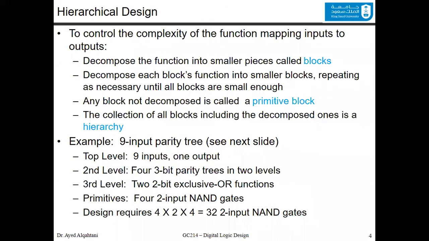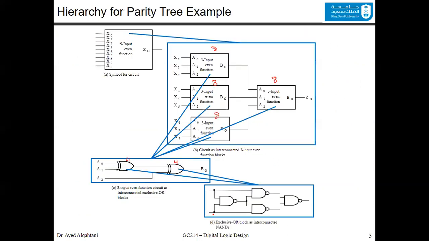And this confirms what we said here. Now the second level has 4 3-bit parity trees. The third level has 2 of the 2-bit exclusive OR functions, and the primitives have 4 2-input NAND gates each. And the total will be 32. So this is how we did the abstraction, and we make it easier to understand.